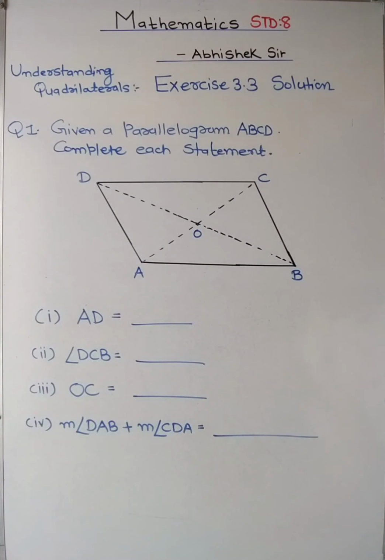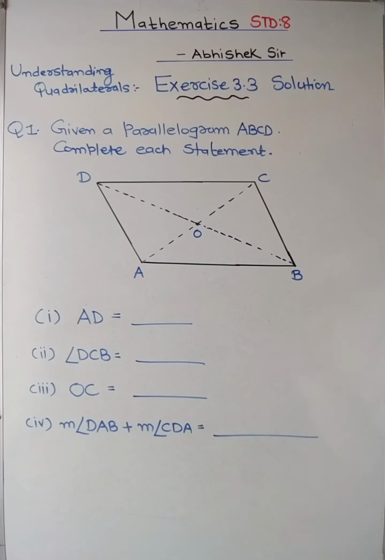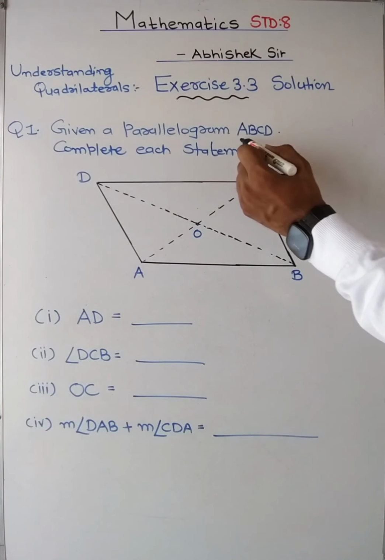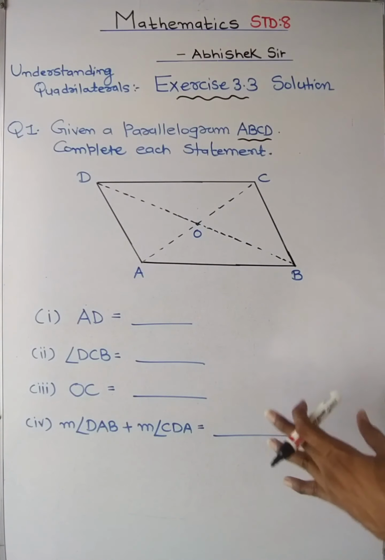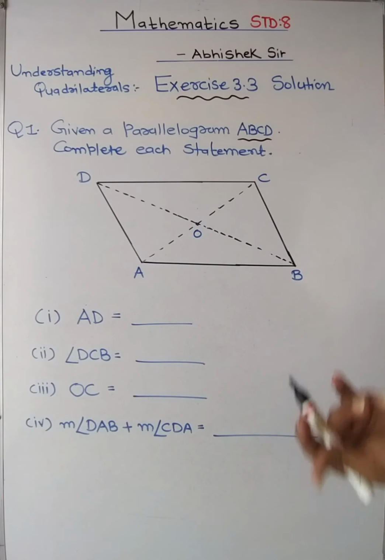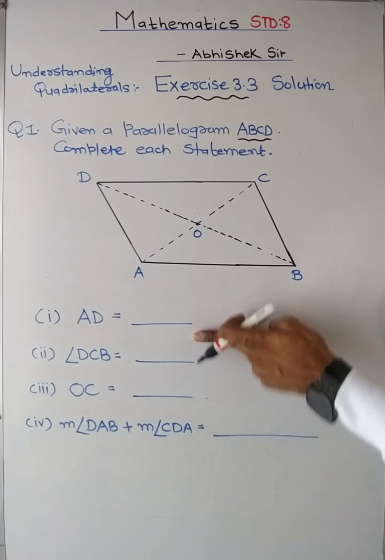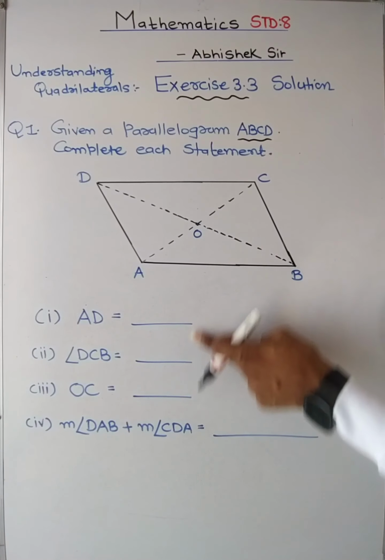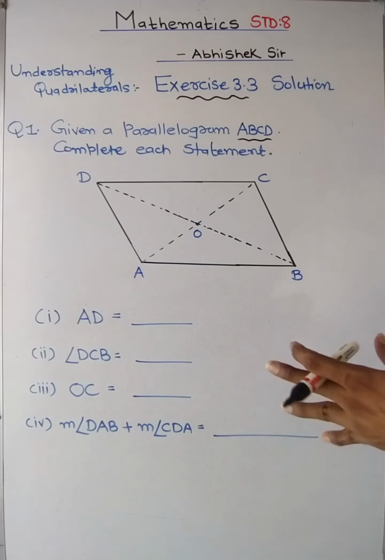Now let us start with exercise 3.3. We will be solving each question step by step. Here we have question number 1, in which it is given that parallelogram ABCD is there. You can see ABCD. Complete each statement. So it is just like an objective question in which we have to use some of the properties that we have seen or that we know, and then we have to complete the blanks. Okay, so we will try to complete the blanks, and I will also be writing the property which is responsible, just what we have seen. We will try to give the hint based on which you will write the answer.